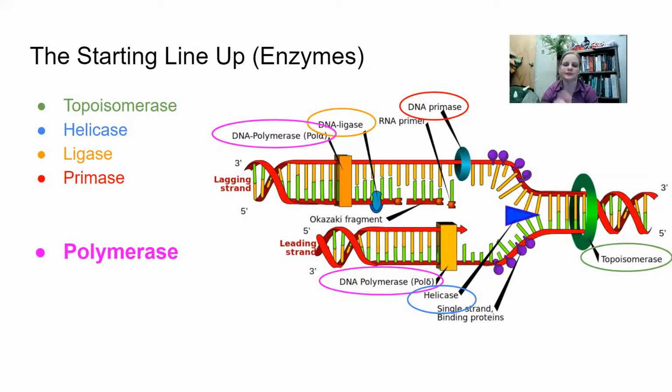If you'll notice, these ases are all enzymes, and usually enzymes have the last name ase. The first name usually tells us a little bit about what they do. So polymerase is the enzyme that creates the polymer. All right, so this is our starting lineup. Let's go through these steps a little bit just to get the concept of DNA replication down.